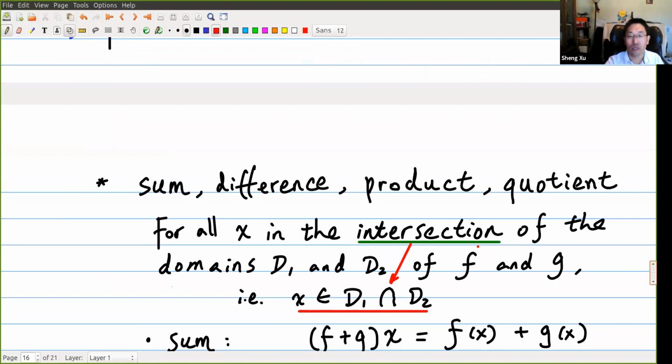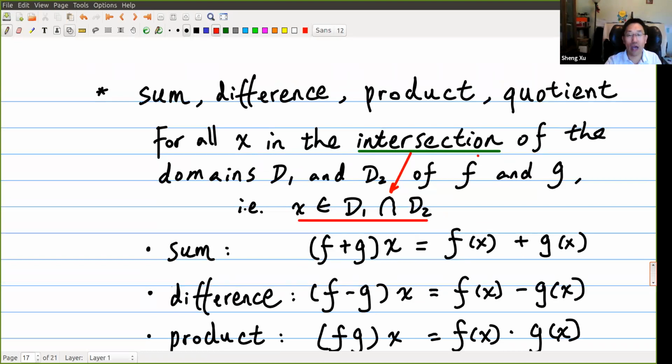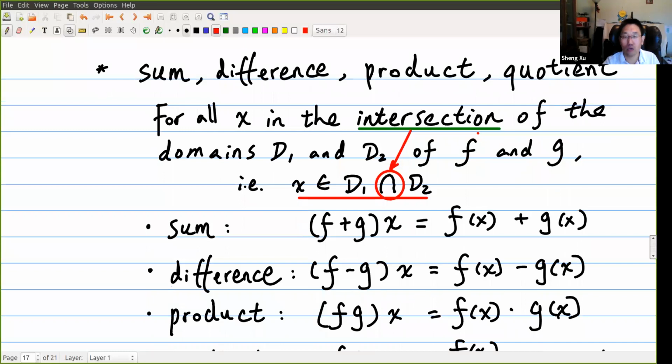And similarly, you can do sum, difference, product, quotient for all x in the intersection of the domains of the two functions. Suppose D1 is the domain for f, D2 is the domain for g. If x is in the common region of these two domains, that's a way to say x belongs to D1 intersect D2. This is called intersection, the notation I just mentioned. So for x in this common region, you can combine these two functions.